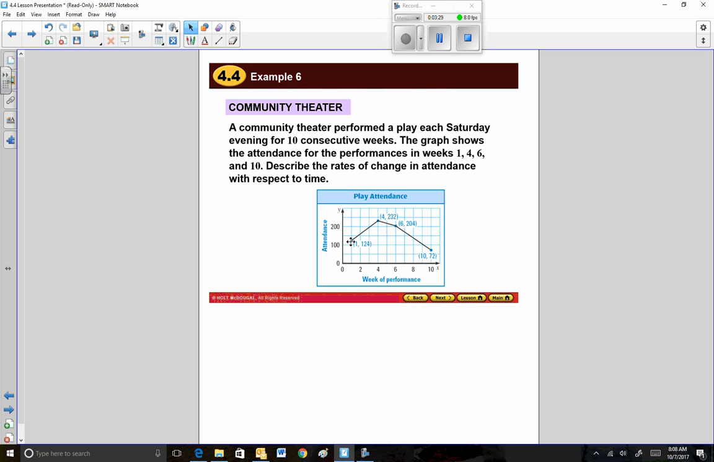This is your first week, and you have attendance of just over 100. Well, let's see, probably about 124, sorry. And on the fourth week, you have 232 attend. So would you describe this as a quick change of attendance? Sure, it went up pretty fast, didn't it? And then it hit a top, and then it started going downhill. So let's take a look at how we would go ahead and describe this.